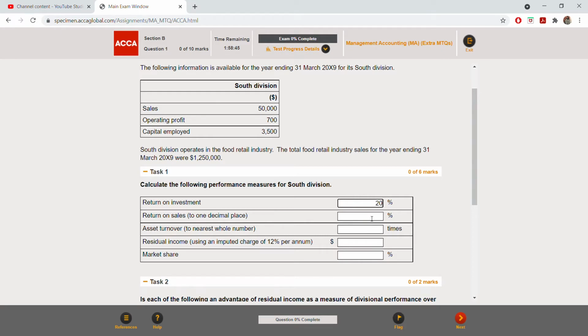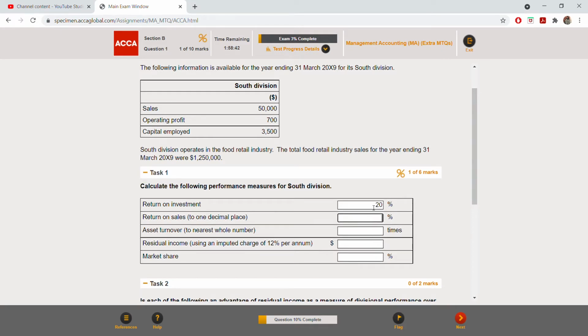Next we have return on sales. As soon as you click, you see that this bar will increase, and you are also given the marks. Return on sales is operating profit divided by sales. Operating profit is 700, sales is 50,000, it will be 1.4%. Asset turnover, to the nearest whole number, is sales divided by capital employed. Sales is 50,000, capital employed is 3,500, and it is 14 times.